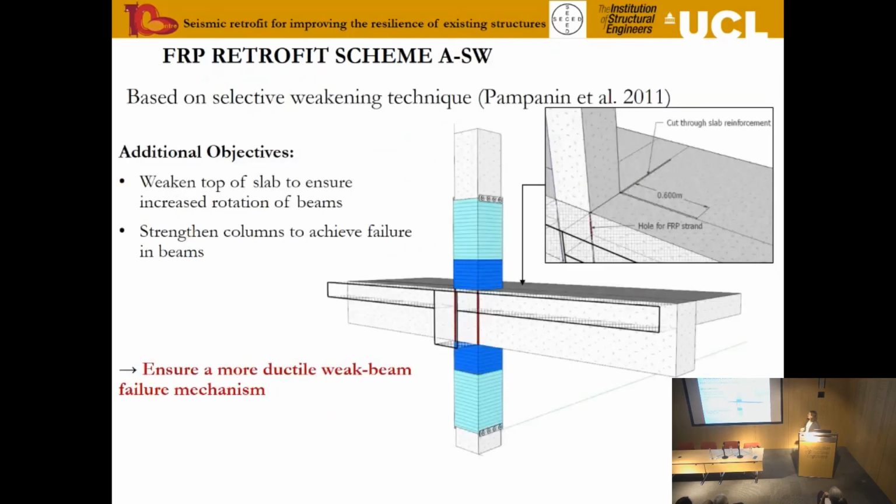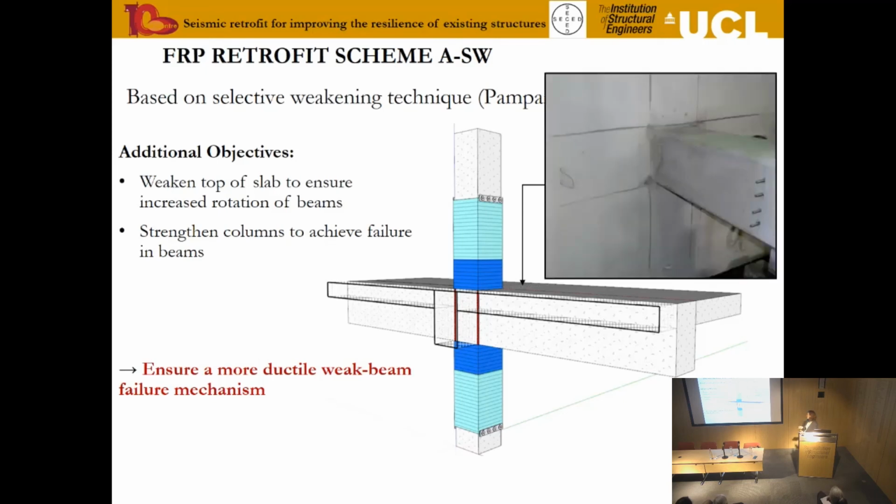So within the scheme with selective weakening, our objective was to weaken the top slab to ensure increased rotation of the beams. So let's get the beams participating now. We know that we can get the two columns working together. Let's also get the beams participating. And so we maintain the same strengthening essentially, but cut slices into the slab, so disconnecting it from the beams in this way.